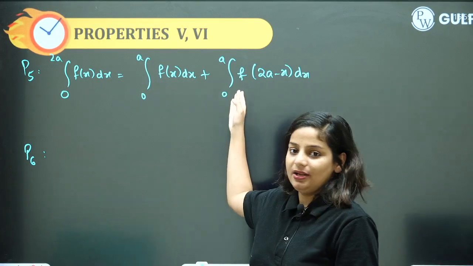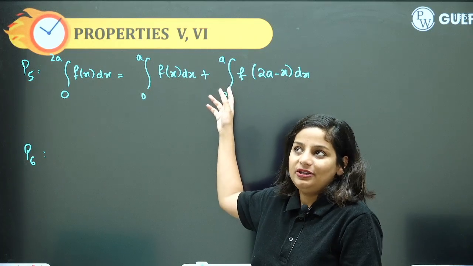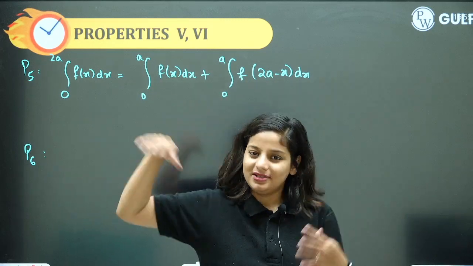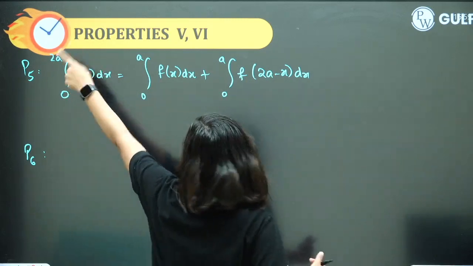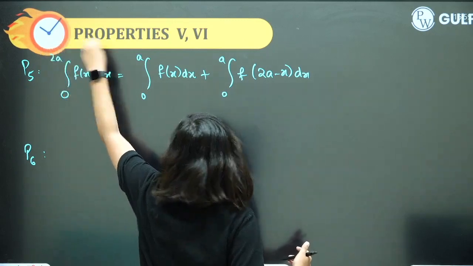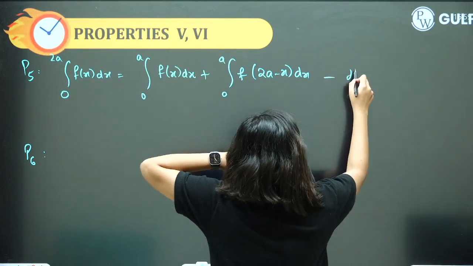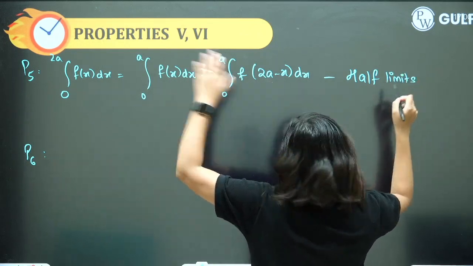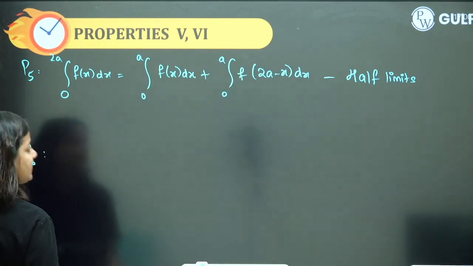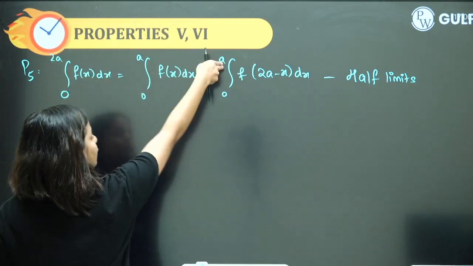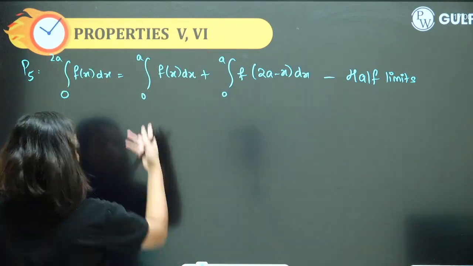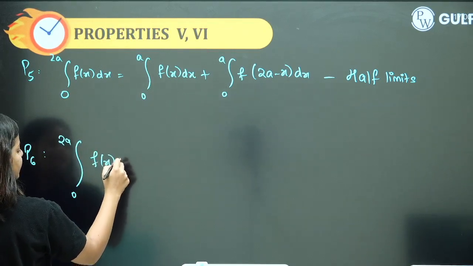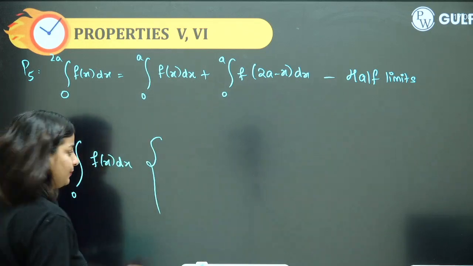P2 says you split the limit. P3 says sum of limits, so 0 plus 2a is 2a minus variable. But anyway, 2a to a: the left hand limit is 2a, the right hand limit is changing to a. So the way to remember is half limit: make it half limit and also split it into two parts. Whenever you want to make the limit half, you will go for this property. Well, this property is not that useful, as I told you. What I'm writing now is definitely useful.